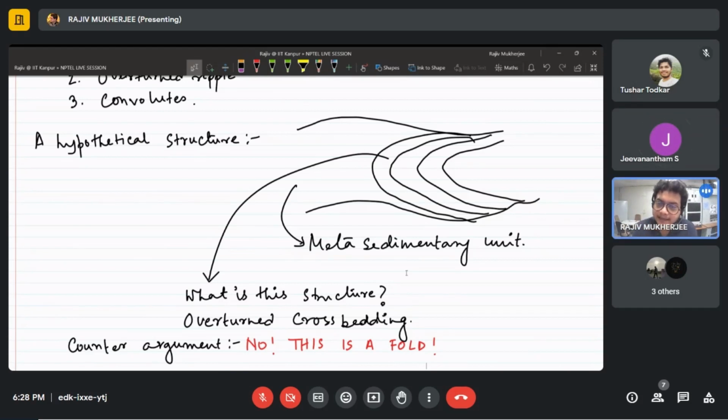Think again, why am I telling that these kind of syn-sedimentary structures are not related to tectonics, and therefore there must be a way through which we can differentiate. So if you cannot think of it at the moment, then I'm going to tell the answer. Before that, anyone other than Jivanand who would like to try? Anyone?